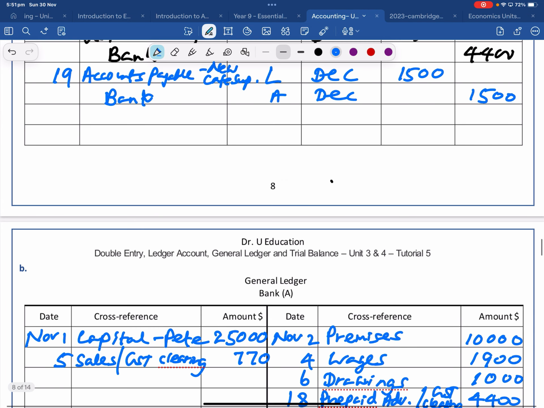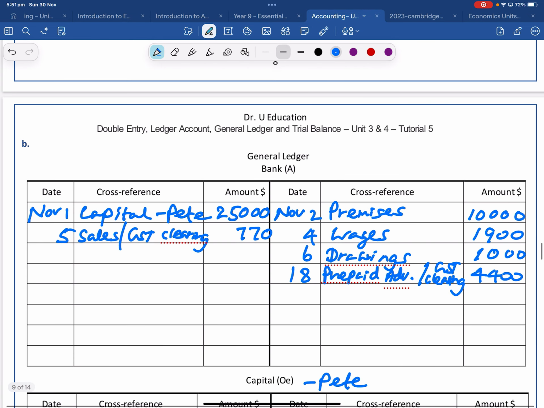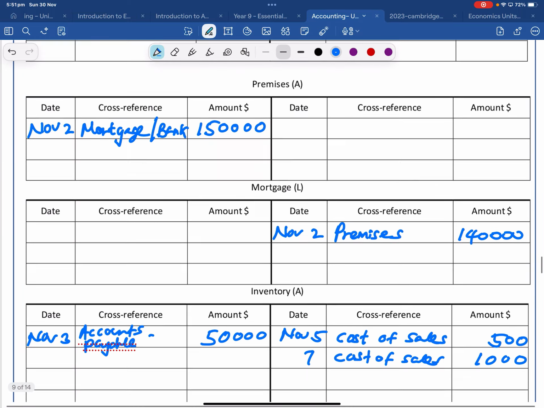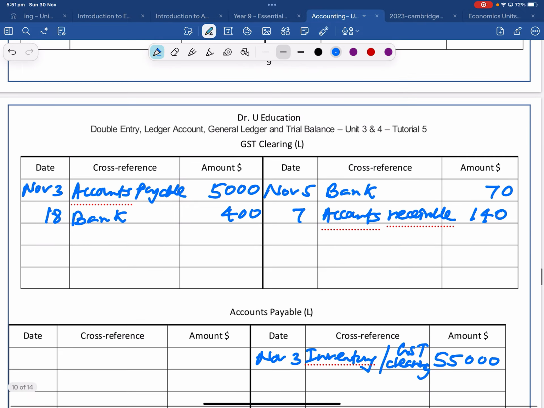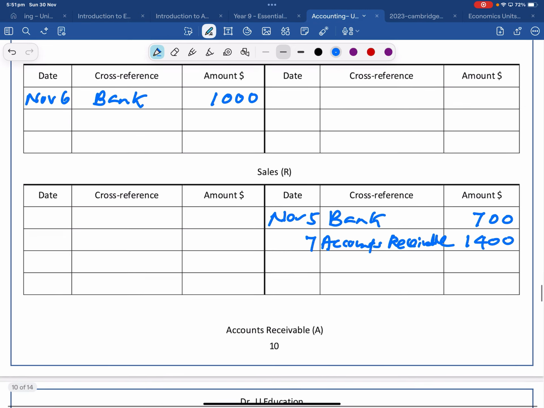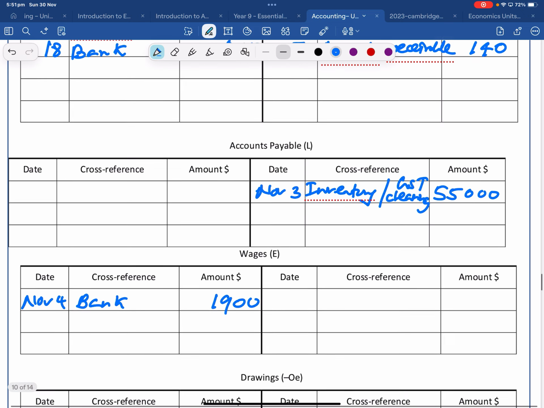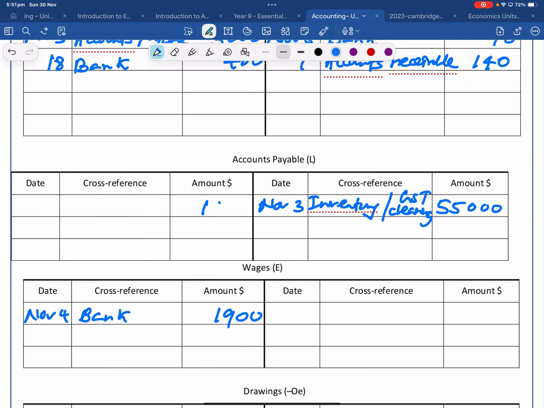Right. Then bank 19th, accounts payable 1,500. Where is our accounts payable? Yeah, here 1,500. November 19th, bank.